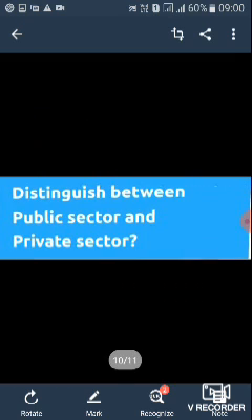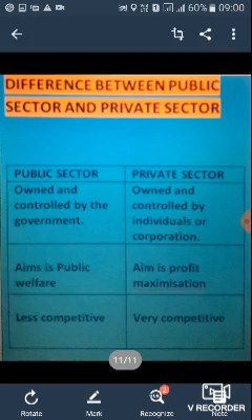We should know the difference between public sector and private sector now. So what is the difference between public sector and private sector? The first difference is based on ownership. Owned and controlled by the government is public sector. Owned and controlled by individuals or corporations is the private sector. What is the aim of public sector? The aim is public welfare. And what is the aim of private sector?